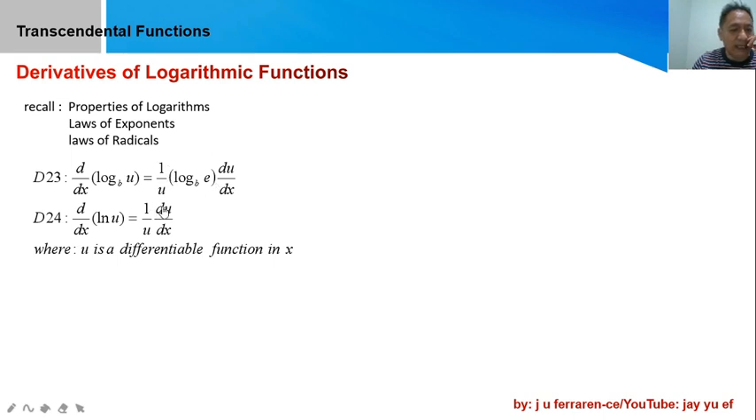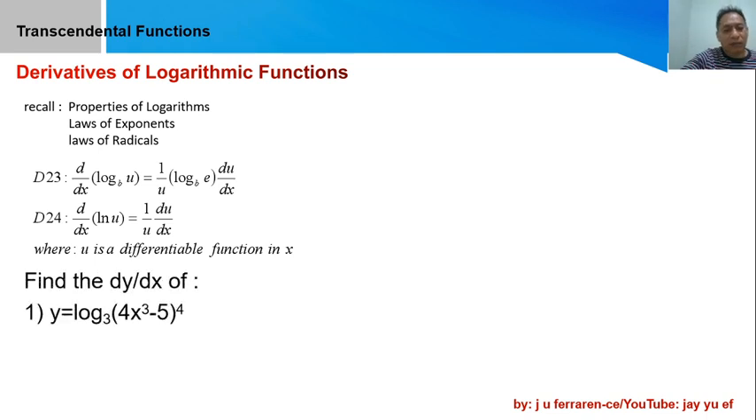That is why it does not appear anymore in d24, no? Because the middle factor is just equivalent to 1. So, the derivative of ln u with respect to x is equal to 1 over u du dx, where u is a differentiable function in x.